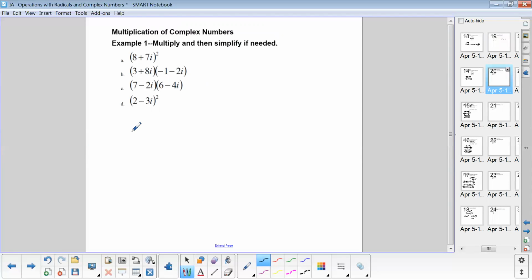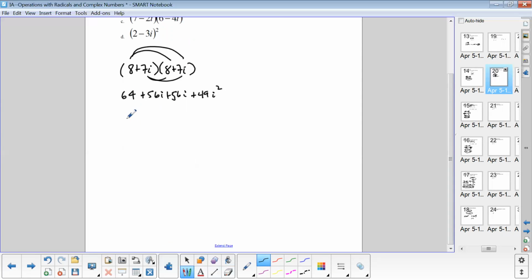So 8 plus 7i squared just means that we're going to multiply this out. So this would be 64 and 56i and 56i and 49i squared. So there's not another constant that I can add together with anything else, so that'll be 64, and then 56 and 56 would be 112i plus 49.